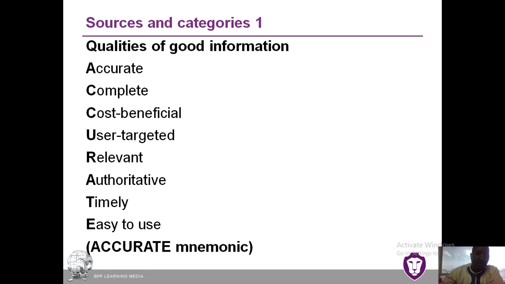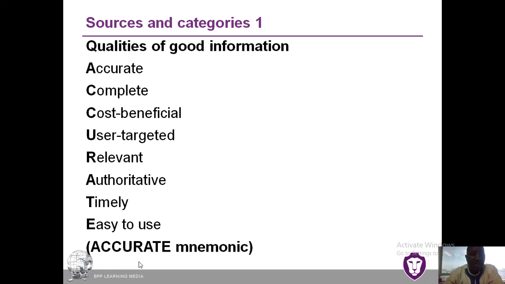Now, on the qualities of good information, we've got an acronym that actually helps us to remember all the qualities of good information. This acronym is called ACCURATE. So we use that ACCURATE as a mnemonic to help us memorize the qualities of good information. So what are the qualities of good information? Qualities of good information are listed below.